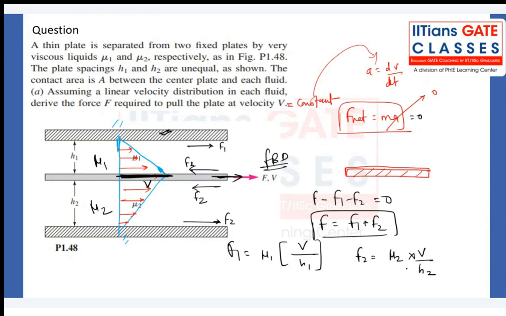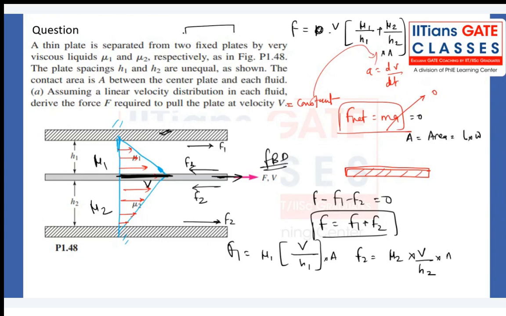So we have to add and find the value of F, that is v into mu1 by h1 plus mu2 by h2. Make a note of it. And again, we have to write the area also, into area, where area can be written as the length of the plate into width. That will be the area on which shear stress will be acting.